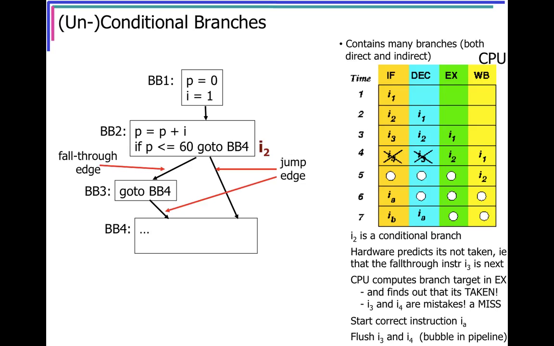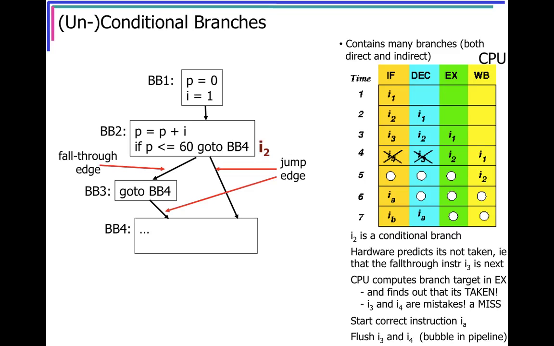And at that point, I2 is now in the decode phase. So we're going to proceed on. We fetch I3, and in the next time step, we're going to fetch I4. Now I2 has made its way all the way to the execution phase of the pipeline. This is where we actually know what the correct next instruction is. At this point, if we were right and I3 was the next instruction, we would be golden. We wouldn't have any problems. We'd just proceed on. Our guess would have been right.